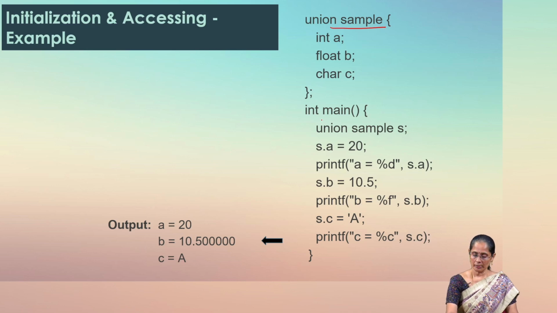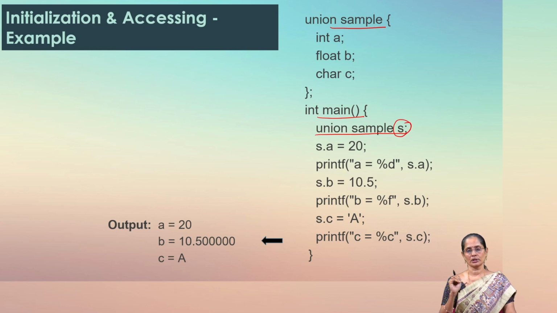Now, in the main code, I declare a variable of union named S. Now how do I access and initialize a value to the union member? I can simply use the dot operator to access its members. We have 3 members here, A, B and C. So I use the union variable S dot A equal to some value. This is the initialization of a union variable.